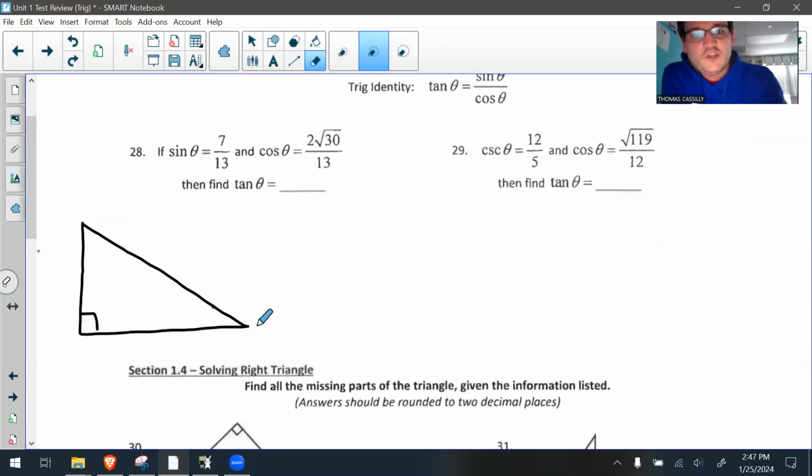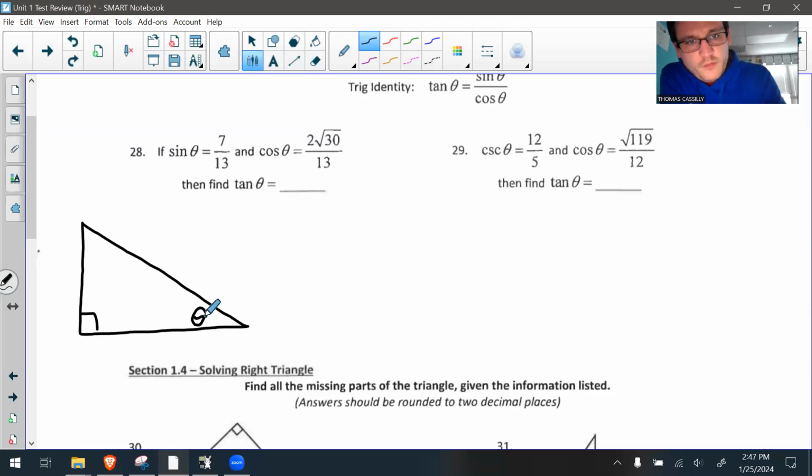All right, whenever you're making your picture, put it wherever you want, as long as it's not on the right angle. That one needs to be there. And I'm just going to put it in the bottom here.